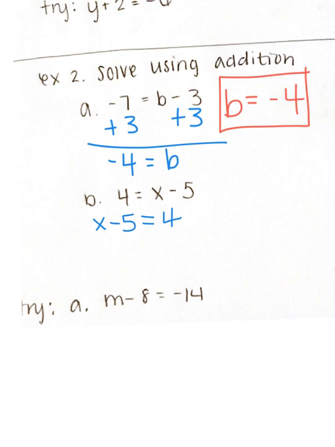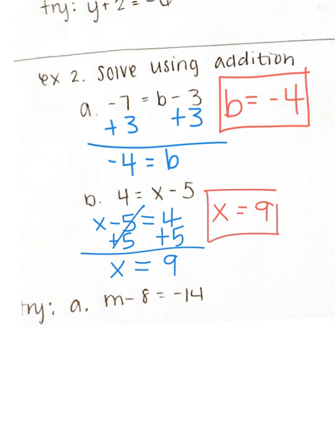So to get rid of the x minus 5, I'm going to add 5 to both sides. Okay, and if I do that, I get x equals, this cancels, 4 plus 5 is 9. So then my solution would be x equals 9.